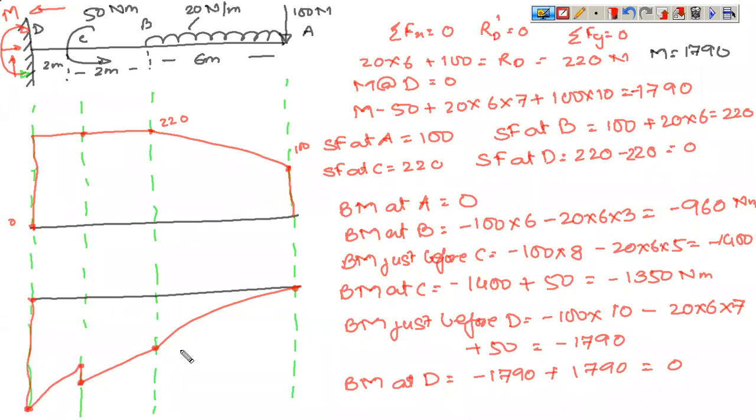So again you are plotting down the values. So this is 960, this is 1400, this is 1350, and this is 1790. So once you have written down the values, this completes your shear force and bending moment diagram for a cantilever beam.